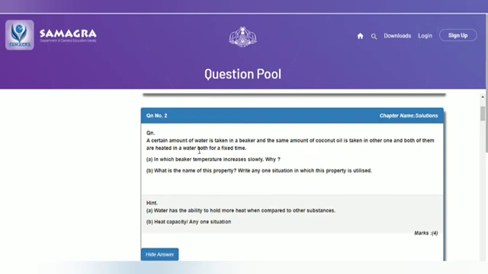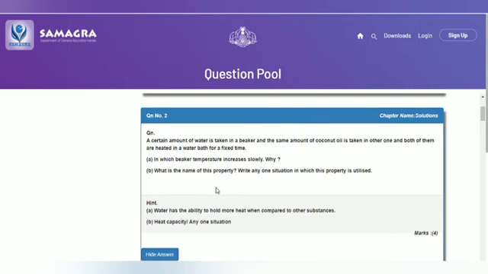Second question, a certain amount of water is taken in a beaker. The same amount of coconut oil is taken in another one. Both of them are heated in a water bath for a fixed time. In which beaker does the temperature increase slowly? Why? Water has the ability to hold more heat when compared to other substances.